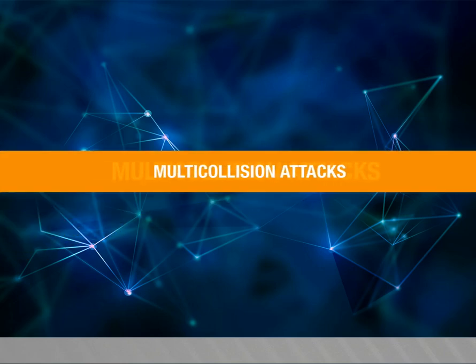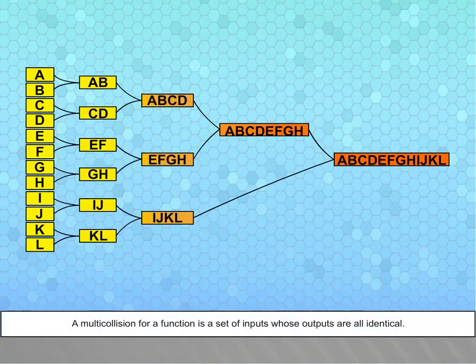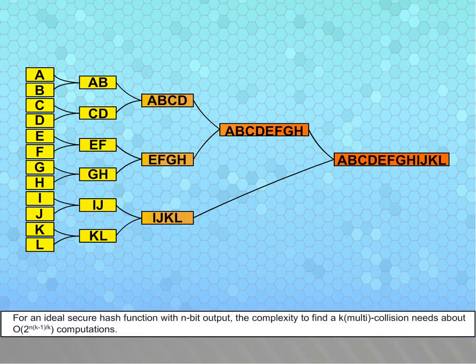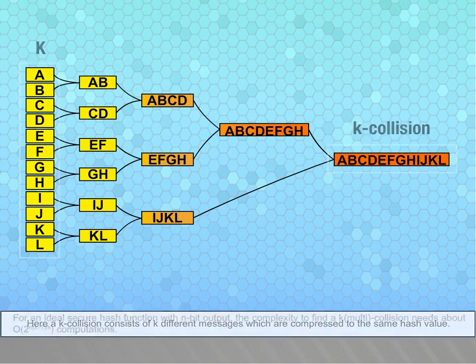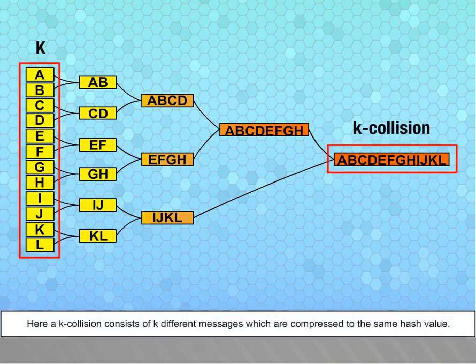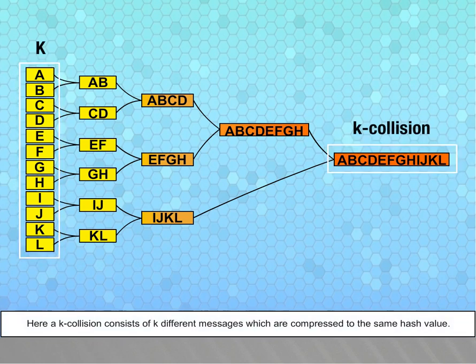Multi-collisions attack. In this video, we are going to see about multi-collision attacks. A multi-collision for a function is a set of inputs whose outputs are all identical. A multi-collision is a generalized notion of collision on a function. For an ideal secure hash function with n-bit output, the complexity to find a k-multi-collision is about the order of 2^(n(k-1)/k) computations. Here, a k-collision consists of k different messages which are compressed to the same hash value.